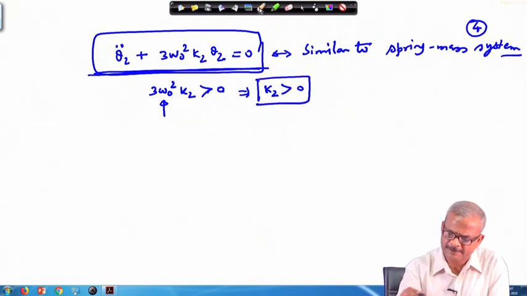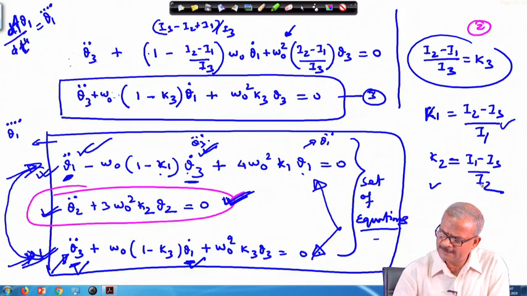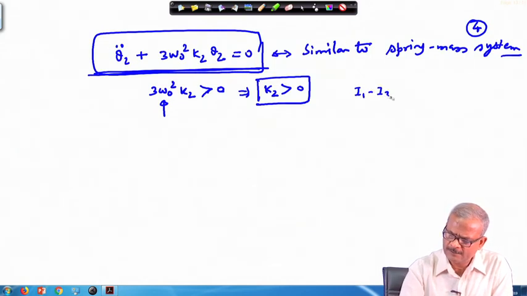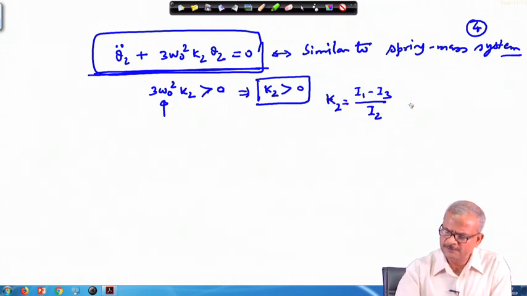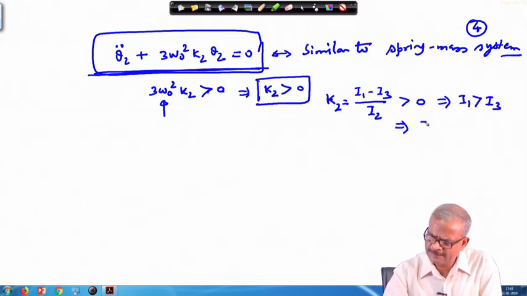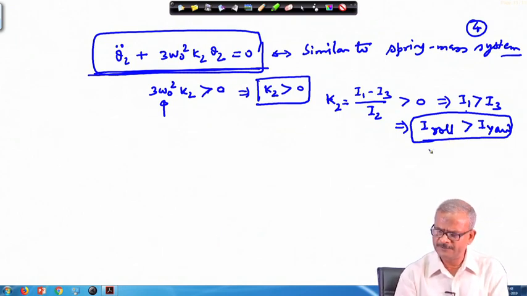And what does it mean? The k 2, the quantity we have written on the previous page, is I 1 minus I 3 divided by I 2. This quantity should be greater than 0. So, this says that I 1 should be greater than I 3. In another way, we can write this as: 1 is related to the roll, so I roll is greater than I yaw. Okay. This quantity must be satisfied.